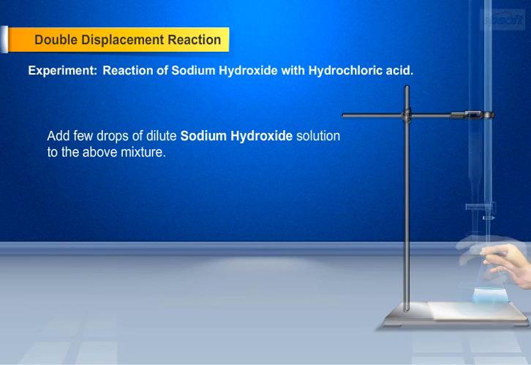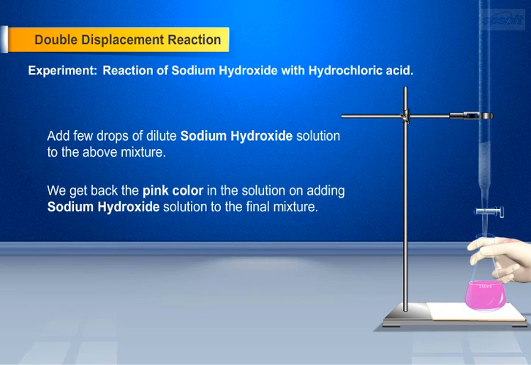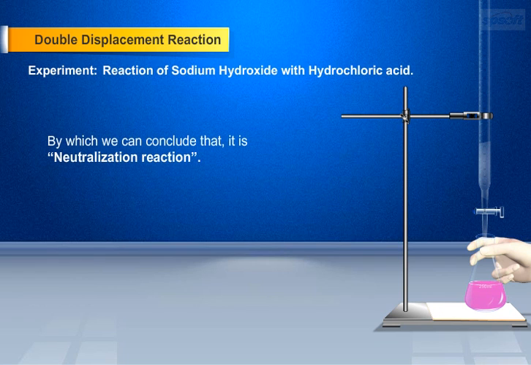Add few drops of dilute sodium hydroxide solution to the above mixture, and observe the change. We observe that we get back the pink color in the solution on adding sodium hydroxide solution to the final mixture. The conclusion for this experiment is: after adding a certain volume of dilute hydrochloric acid to sodium hydroxide, all the sodium hydroxide base taken in the test tube has been completely neutralized by the dilute hydrochloric acid, by which we can conclude that it is a neutralization reaction.